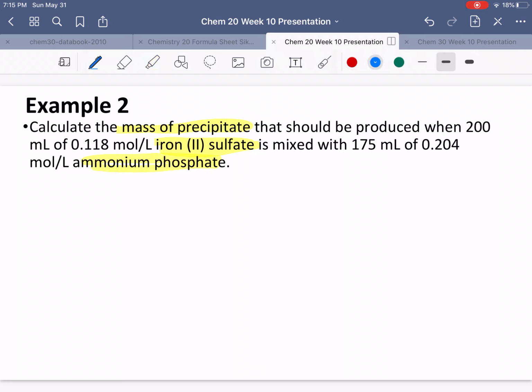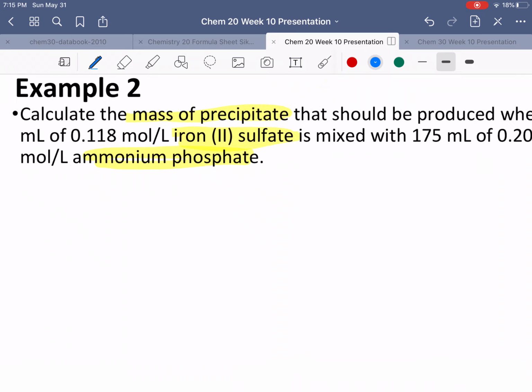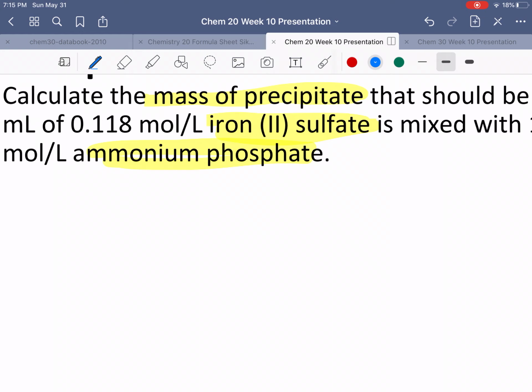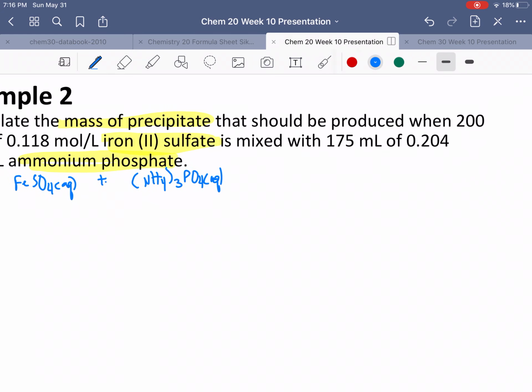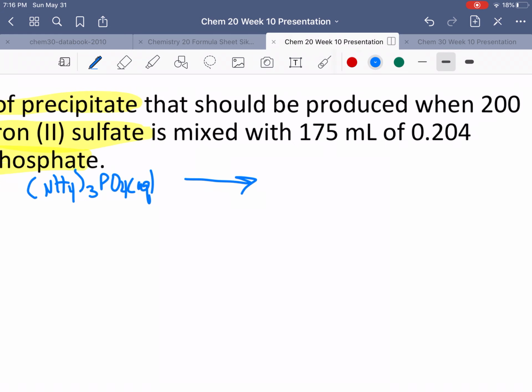Look at these two reactants, guys. They're both ionic compounds reacting together. We have a double replacement reaction. So build your equation, FeSO4. Remember, both reactants of double replacement are going to be aqueous. Reacting with my NH4 ammonium, there'll be 3 of those, phosphate, again aqueous. Double replacement, swap out the cations.